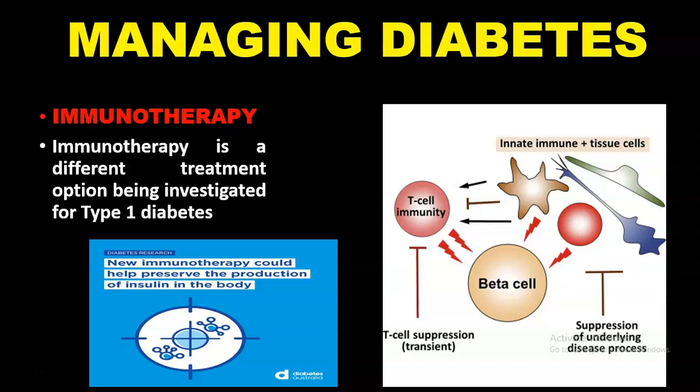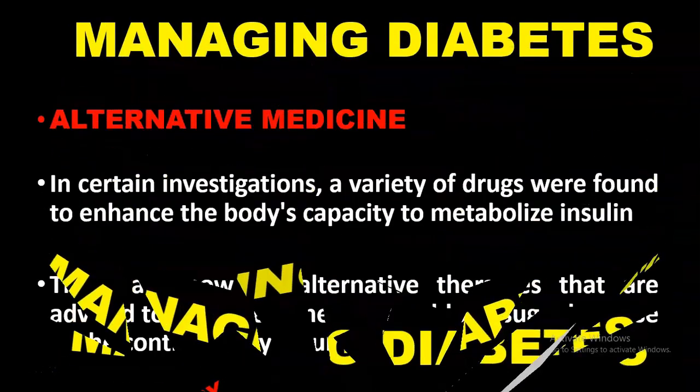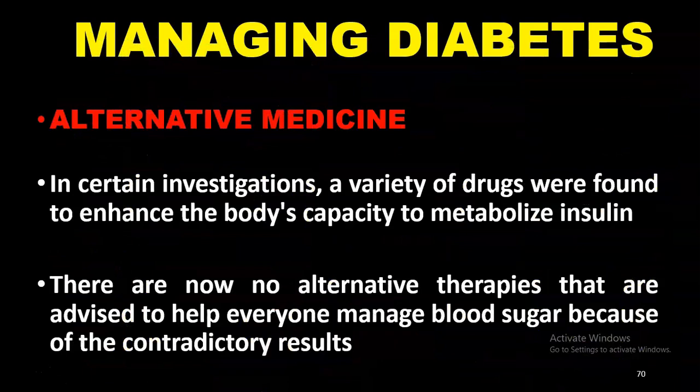Immunotherapy is a different treatment option or managerial option being investigated for type 1 diabetes. Immunotherapy, which uses medication to disable the immune system components that cause type 1 diabetes, has potential because type 1 is an immune system disease. Alternative medicine.